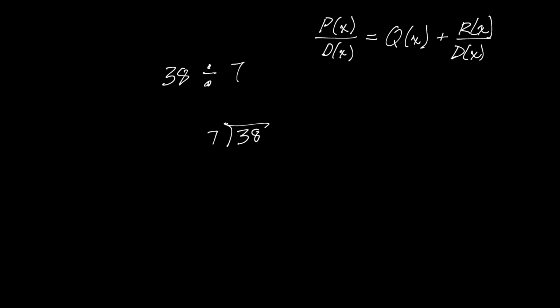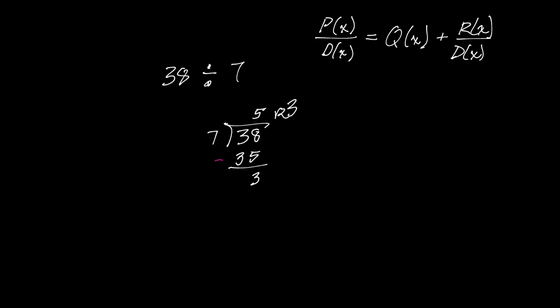So I know that 7 goes into 38, let's see, 5 times. And then we multiply 5 times 7 and write it down here. So 35. Then what do I do? I subtract. So 38 minus 35 equals 3. And 7 does not go into 3, so I'm done, unless I'm going to put decimals in here, but I'm not. I'm just going to say this is a remainder 3.